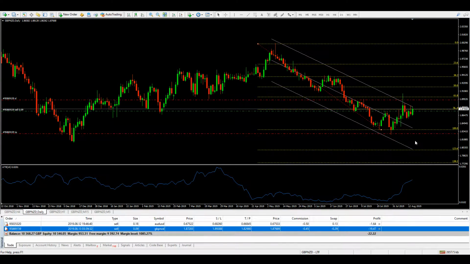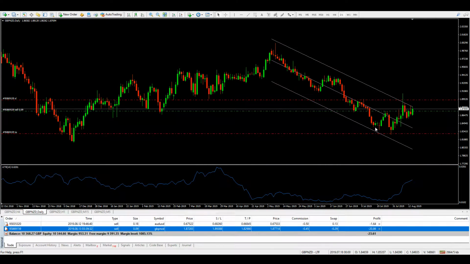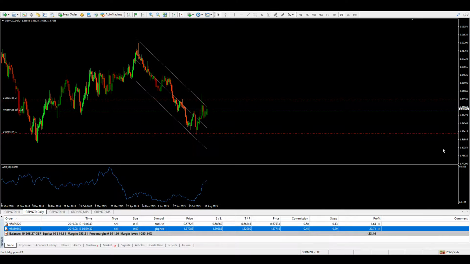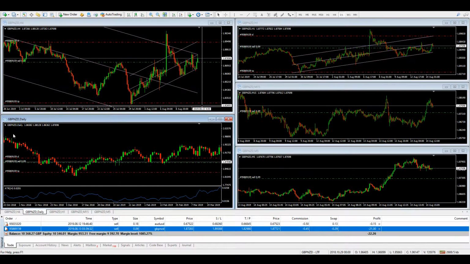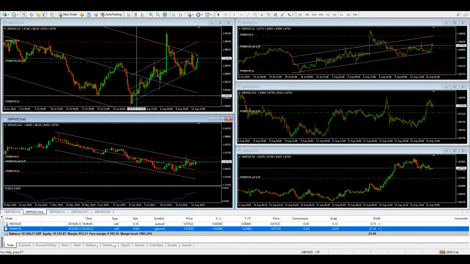But I'm potentially looking to scale into this, so add to the position. But there's a lot that needs to be overcome. It's basically this problem area here, the same thing that we were looking at on the 4-hourly. It needs to break out of this trend, break out of this support that it's been finding and make definitive lower lows.